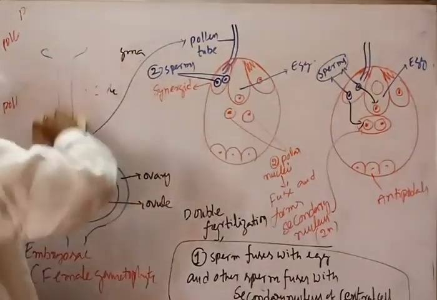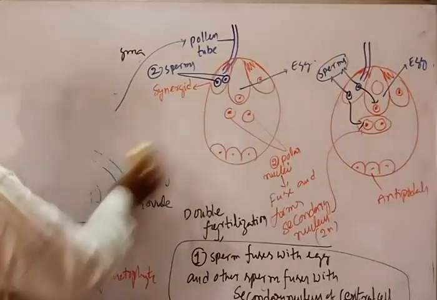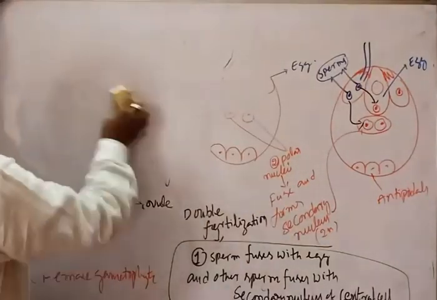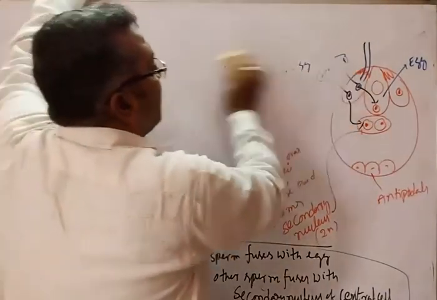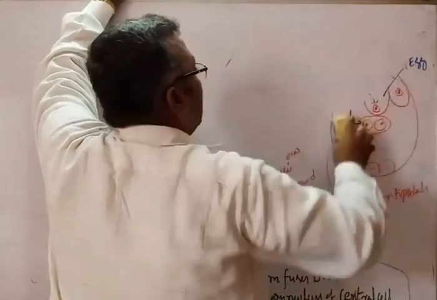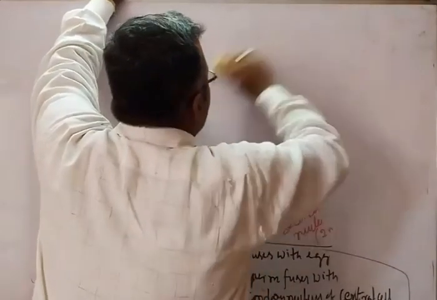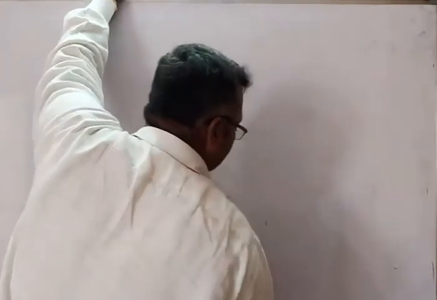Yes. Then let us see some more details regarding this double fertilization. Fertilization means one male gamete fuses with the egg and the other male gamete fuses with the secondary nucleus. What is the secondary nucleus? Two polar nuclei fuse and form a nucleus. That is called the secondary nucleus.